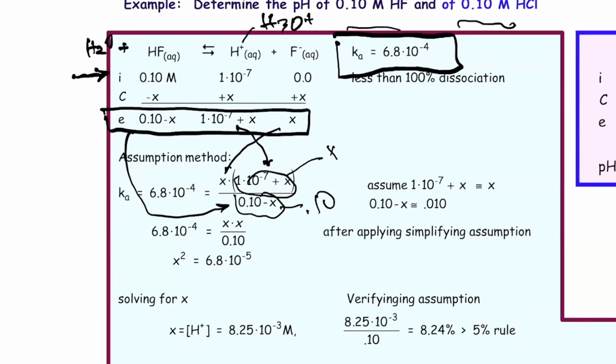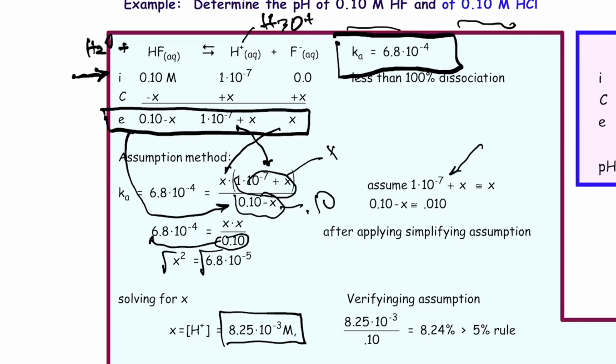So when you do this, this math is really easy. You've got 6.8 times 10 to the minus 4. This becomes X squared over 0.1. You bring 0.1 over to this side, and that would be 6.8 times 10 to the minus 5. You take the square root of both sides, and you get 8.25 times 10 to the minus 3 for your hydrogen ion concentration. And you notice that number is way bigger than 1 times 10 to the minus 7. So this assumption right here actually is valid.